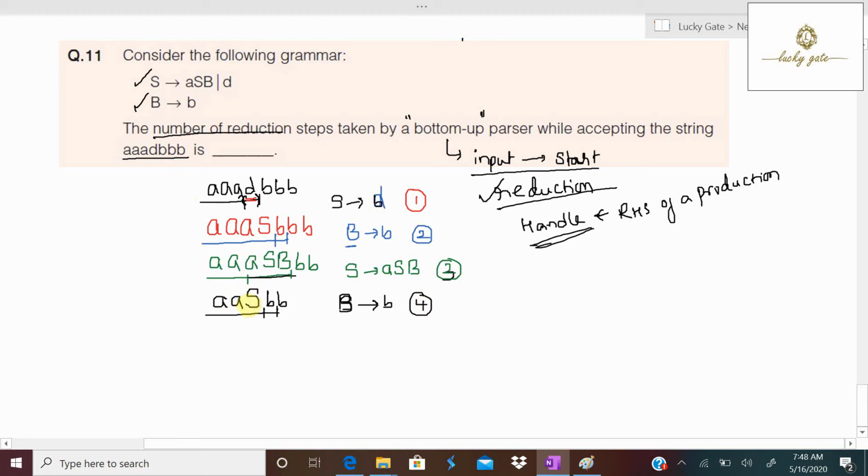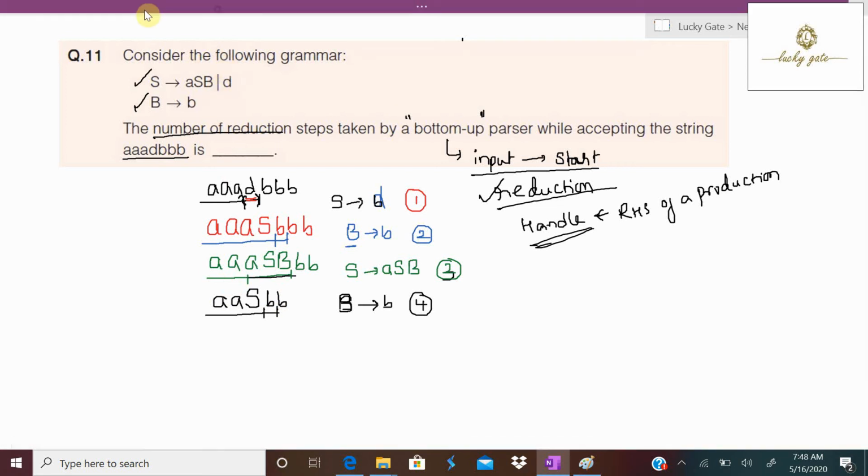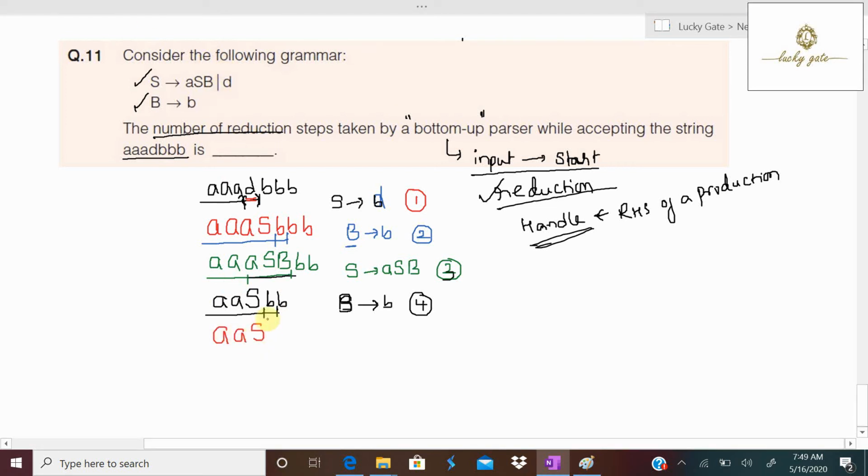This is the fourth step in the reduction process. After reducing AASBb, the resultant sentential form is AASB. This small b is replaced with capital B. Now again repeat the process, scanning the input from left to right. Here we find the handle S tends to ASB. This is the fifth step. Now replace ASB with S. Now the resultant string is ASb.